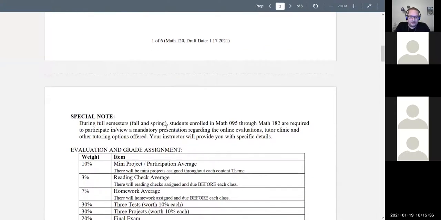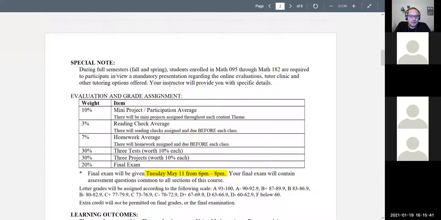And again, if you do have any questions, just go ahead and stop me and we'll address those. The special note. Oh yes, go ahead. Yeah, you said that we're not allowed to use graphing calculators for this class. Yes, that's correct. Okay, just making sure. Yep. Any calculator that is non-graphing and non-programmable, I will accept.